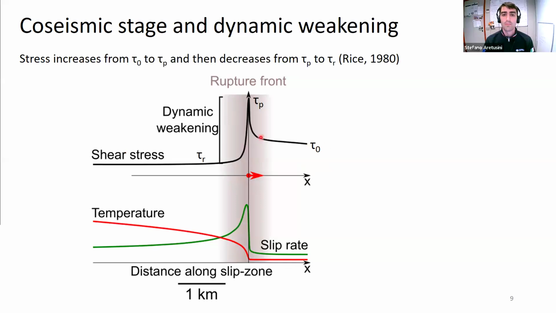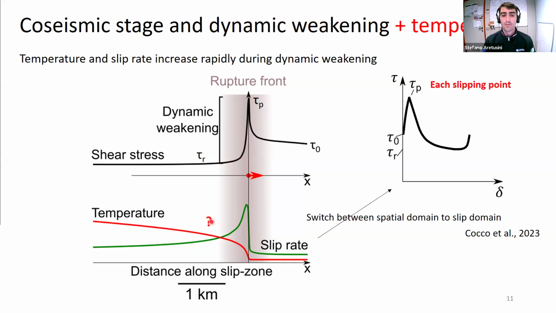The tip of the rupture front sits here, according to this model that comes from Rice 1980. And just behind the rupture front is the dynamic weakening, which is marked by this sharp decrease of shear stress. During the dynamic weakening, we see how slip rate is accelerating abruptly, and temperature is slightly increasing and keeps on increasing during the entire seismic slip. At this stage, we don't know if temperature is really the main driver of the dynamic weakening, but we still see that there is a correlation between seismic slip, temperature increase and slip rate increase.